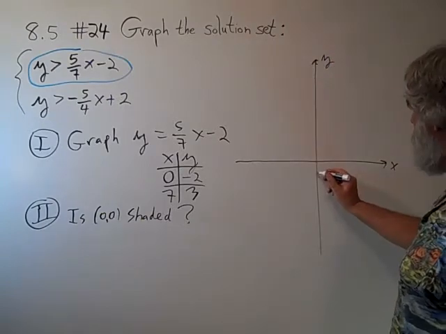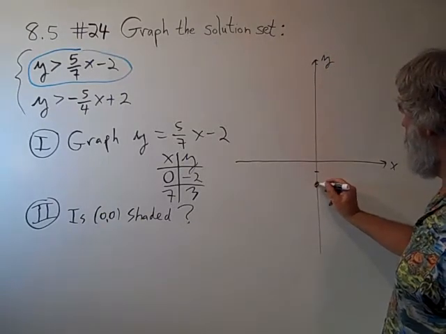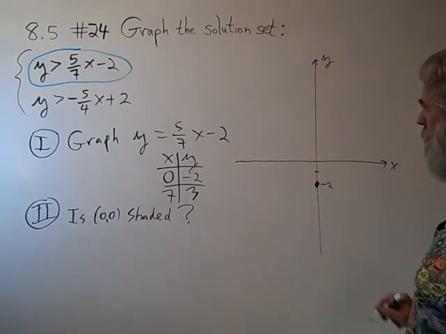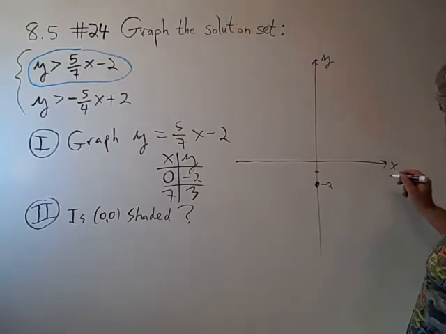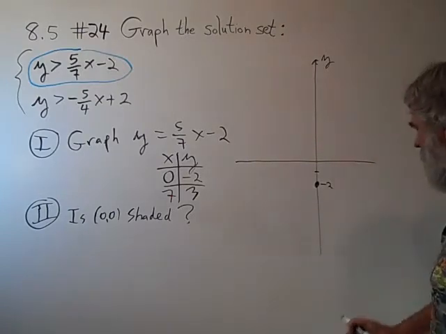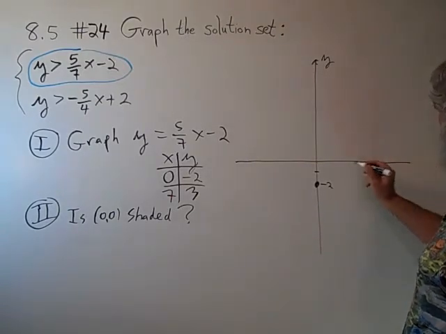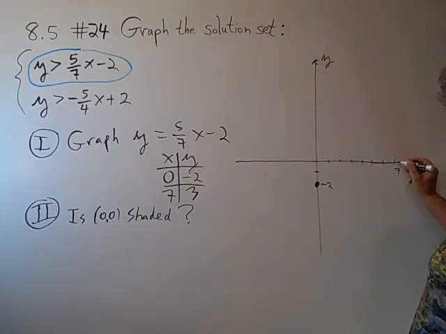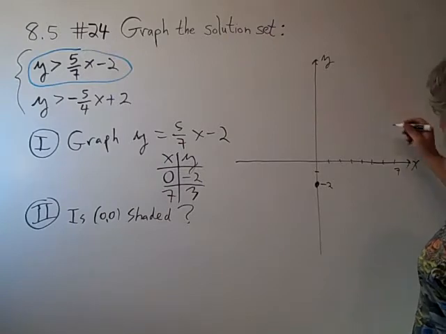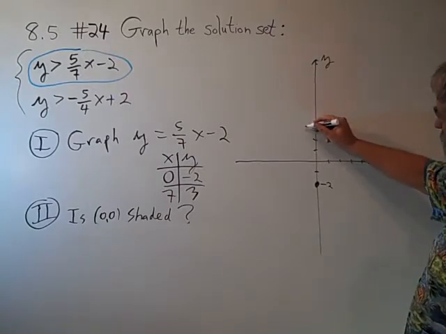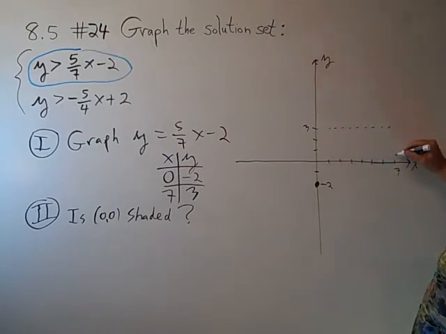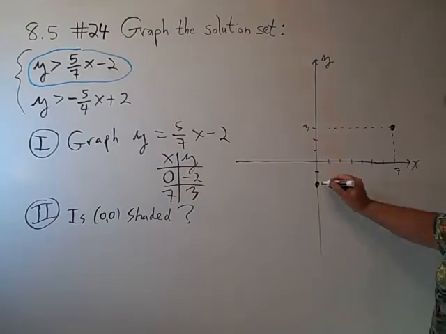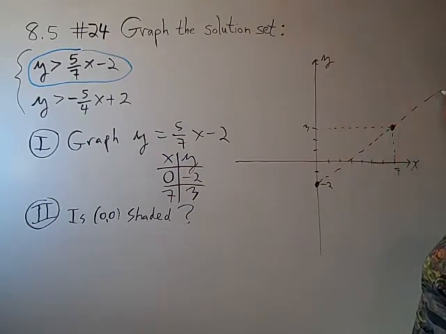So 0, -2, the y-intercept is at -2. And we have another point, 7, 3. So if I go over 7, I have to go up 3. So 1, 2, 3, 4, 5, 6, 7. And then we go up 3. 1, 2, 3. And we get to right about here for the second point on that line. So this line goes between those 2 points, and there it is.